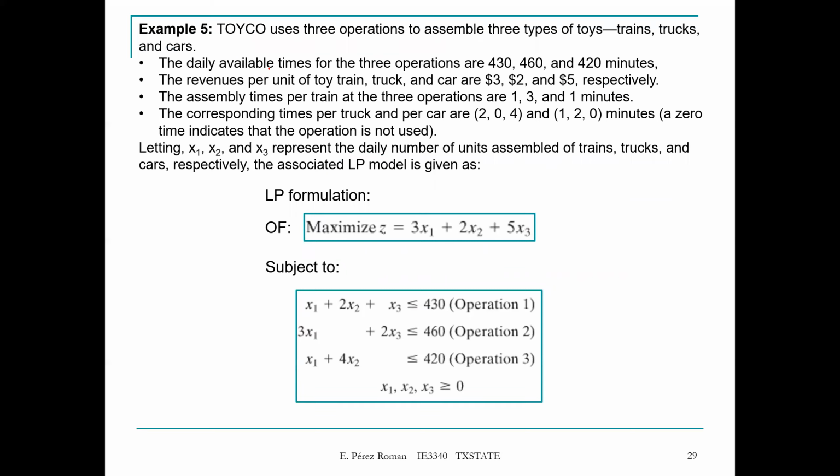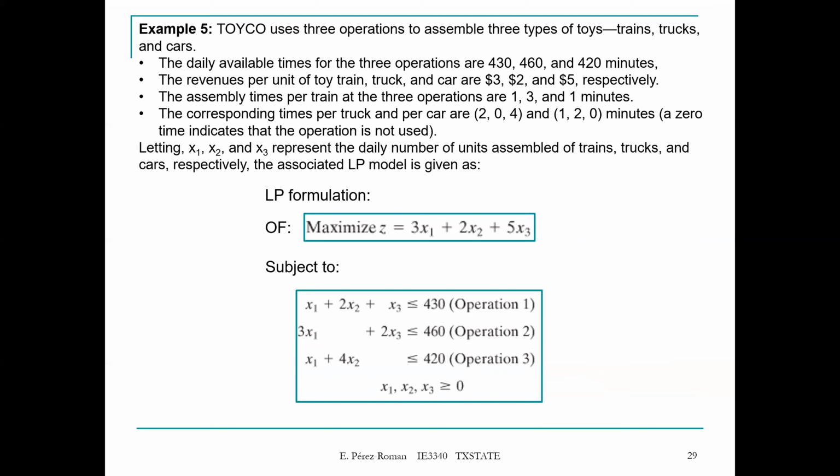So let's look at this example. We have the Toyco problem again, in which this company produces 3 types of toys: trains, trucks, and cars. The daily available times for the 3 operations are 430, 460, and 420 minutes. The revenues per unit of toy train, truck, and car are $3, $2, and $5.